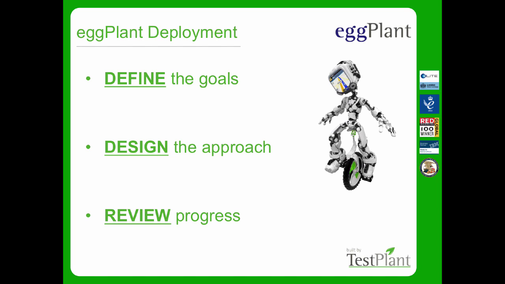A deployment plan is important because it provides clarity and direction for your automation project. So with this basic picture of a deployment plan in place, let's get into some of the relevant details. We'll cover all three of these pieces: defining goals, designing the approach, and reviewing progress. Then we'll loop back to test resources and test architecture.